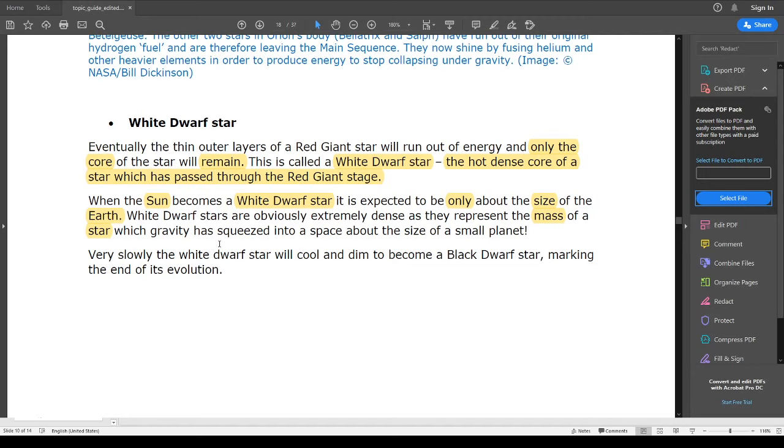The mass of a star, gravity has squeezed into a space about the size of a small planet. What will be the result? If gravity squeezes the huge mass of the star into a space about the size of a small planet, obviously it will be extremely dense. You understand what I'm saying?